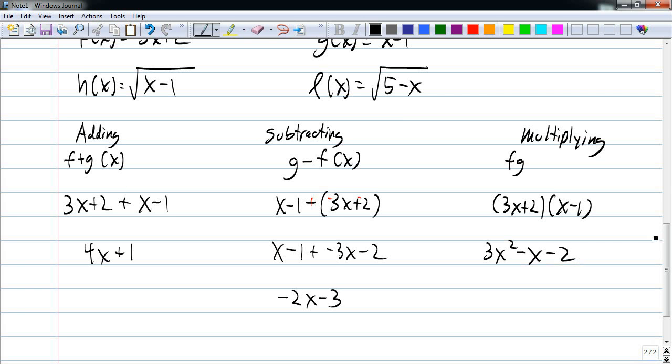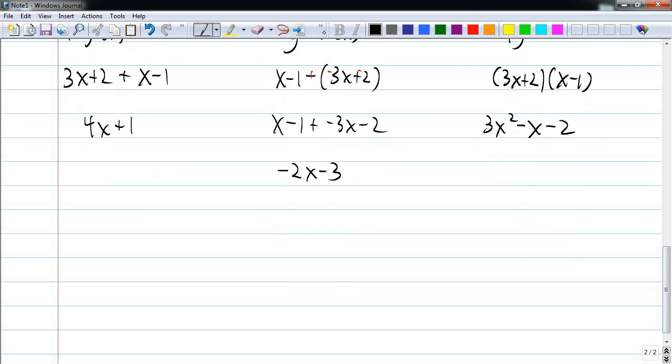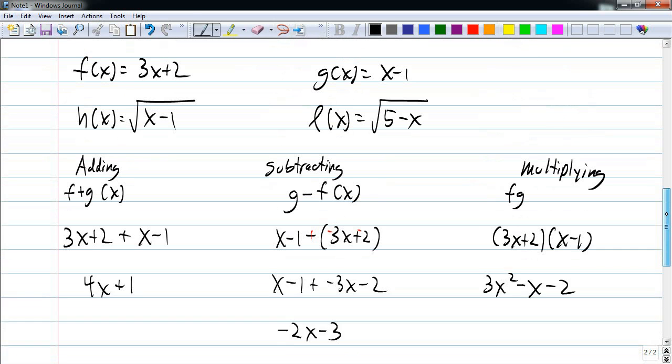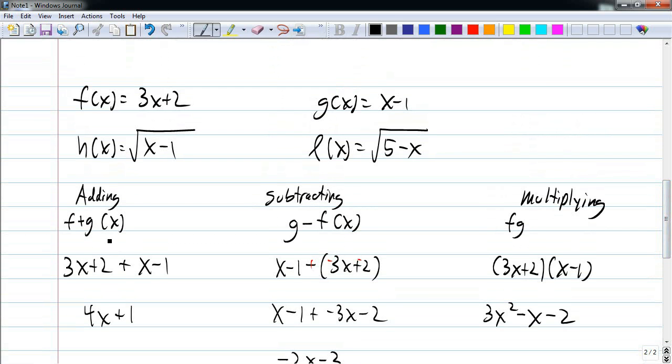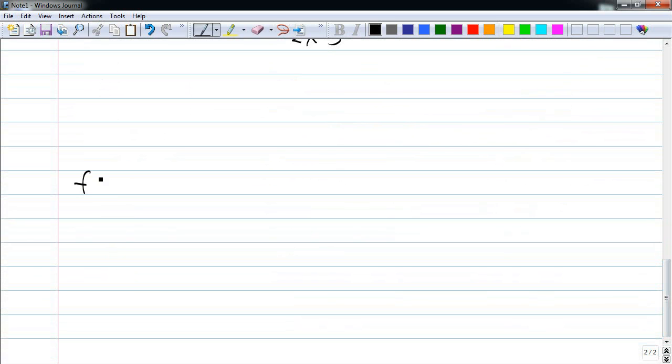Okay. Now, if you notice, I have been leaving out h and L. I can also add and subtract or multiply things with radicals in them. I just need to be aware of the rules for radicals. So, for instance, if I want to add f and h together, I'm going to write out f, which is 3x plus 2, make a plus sign, write out h, which is square root of x minus 1, and this is all I can simplify. There isn't anything more that I can do to simplify these.